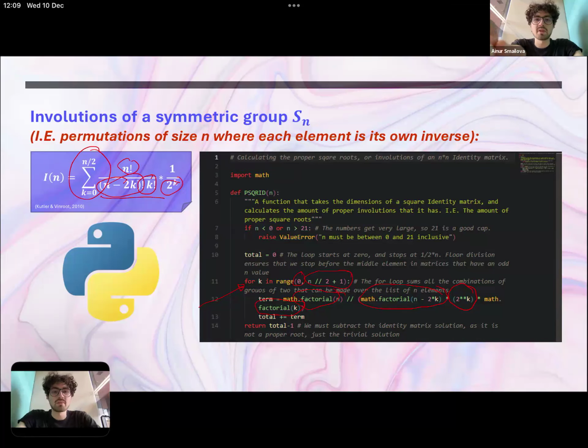And naturally, because we ended up starting at 0 to keep the original formula intact, we just subtract one answer, which will be, of course, the identity matrix. But that's a trivial one, so we're not interested in that. Over here, you will see some value correction, just making sure that the code doesn't take values that are negative or are way too large.